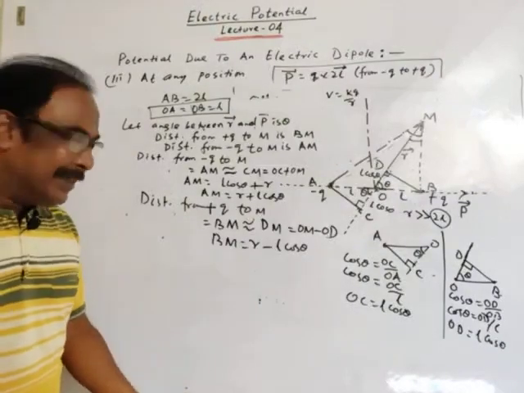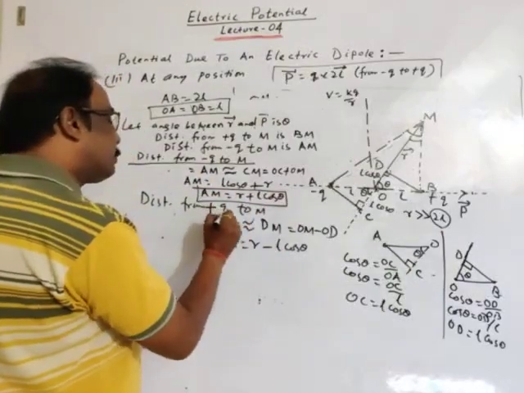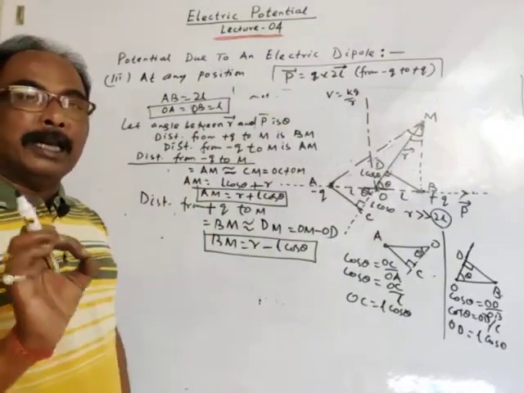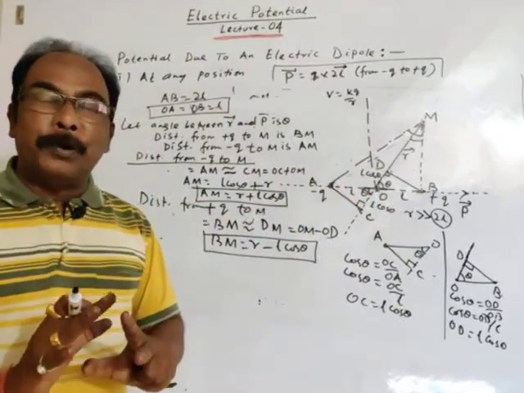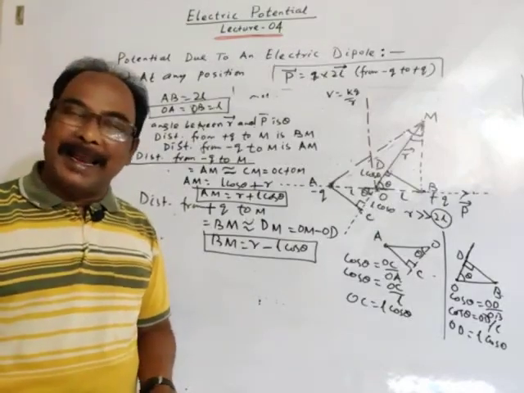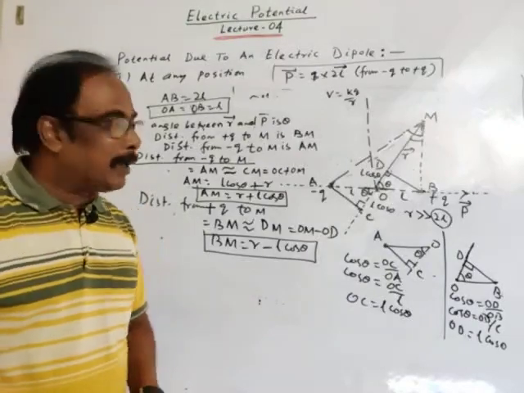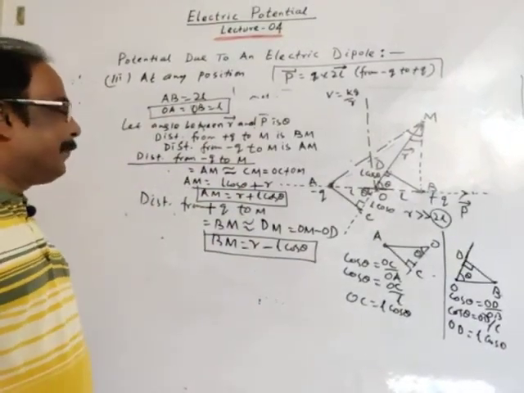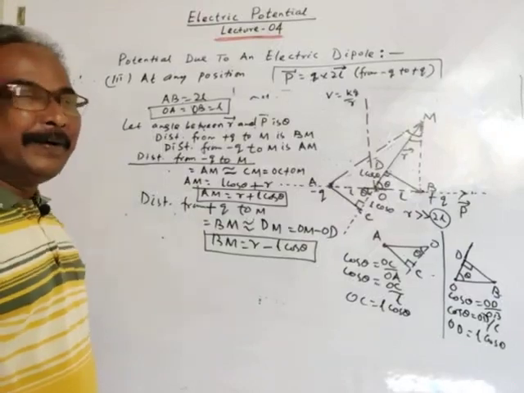Then we will solve for potential. Distance from minus Q to M is AM. Distance from plus Q to M is BM. We got the distance. Then we will find potential due to these two point charges separately. Then we have to add these potentials algebraically to get the resulting potential. Since potential is a scalar quantity, the resulting potential is the algebraic sum of potentials due to the charges. Note it down. Then I will go to the expression. Okay, you got it?